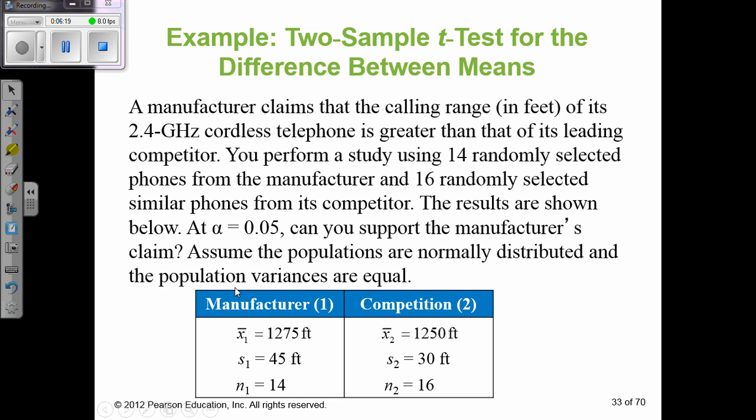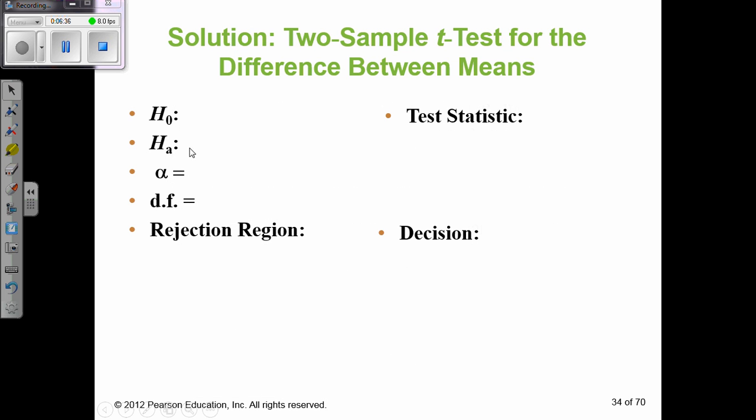Now let's look at another example, but this time the population variances are assumed to be equal. So we're going to use the other formula for the standard error. Everything else is still the same. In this case, the manufacturer claims that their calling range is greater than their competition. So our alternative hypothesis is mu1 is greater than mu2. The significance level is given in the problem as 5%.